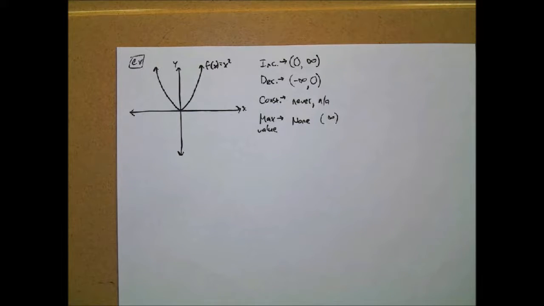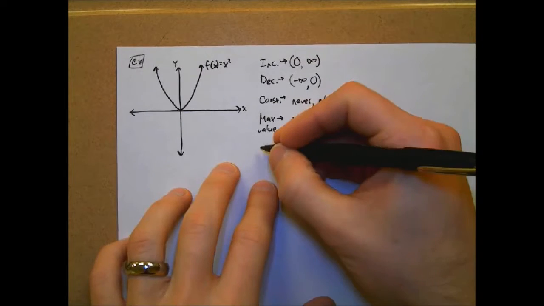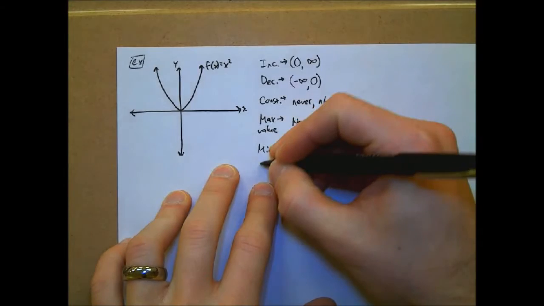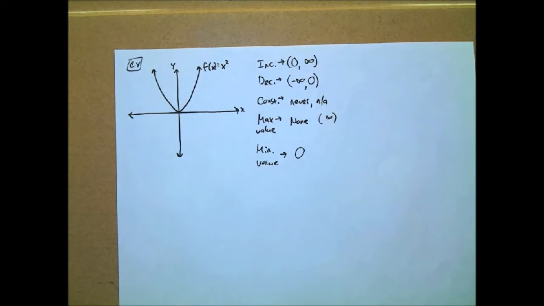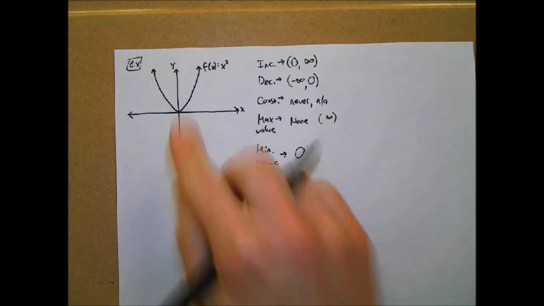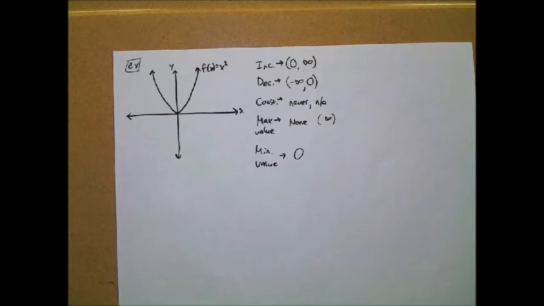But then CJ, what about a minimum value? Yeah. 0, because lowest point. We do have a lowest point. It goes no lower than that. All right, very good.